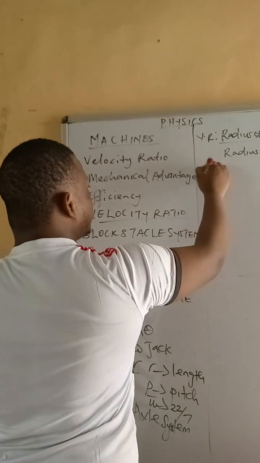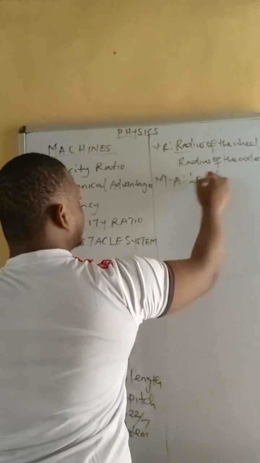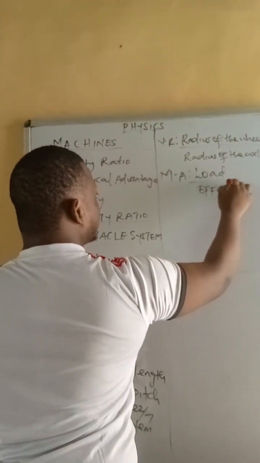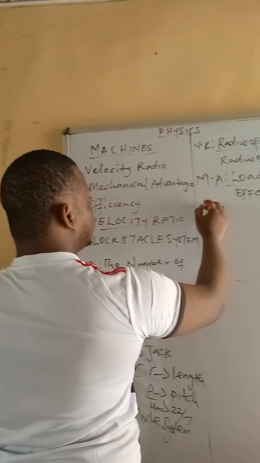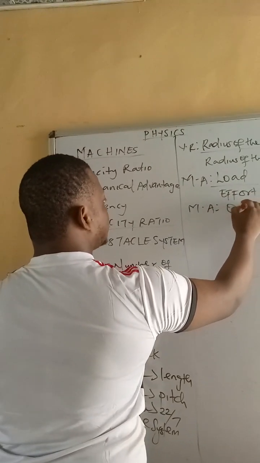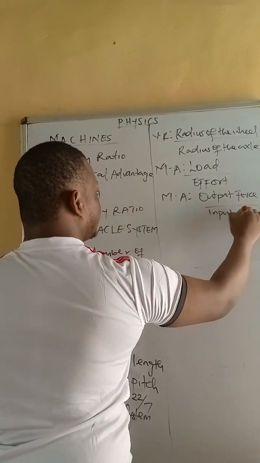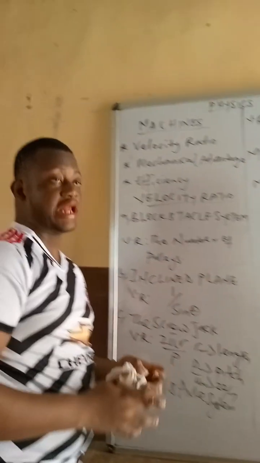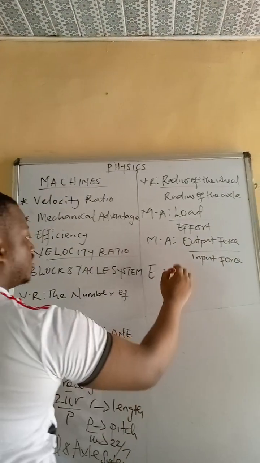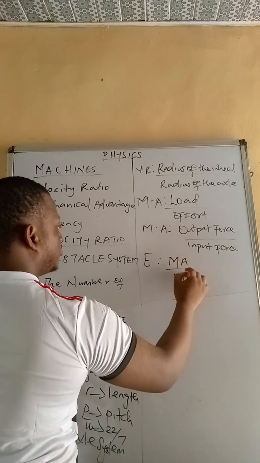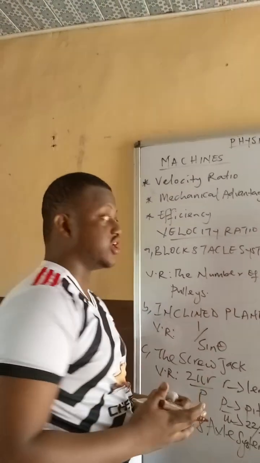Now, to the mechanical advantage, the formula for mechanical advantage is load over effort. Another formula that we have for mechanical advantage is output force over input force. And the last one, efficiency, is mechanical advantage over velocity ratio times 100%. That is the formula for efficiency.